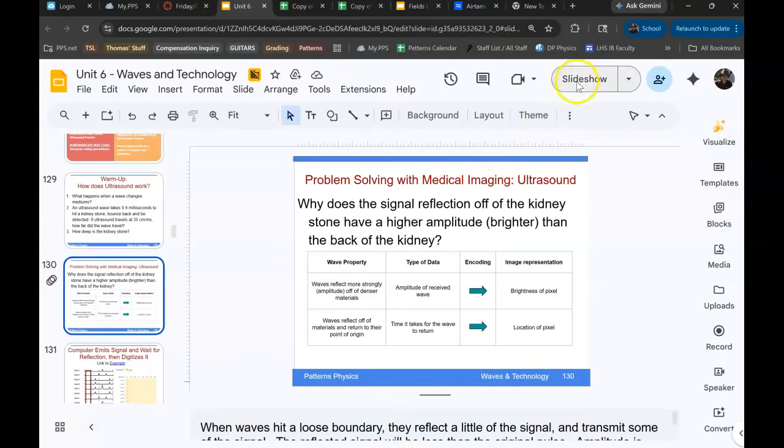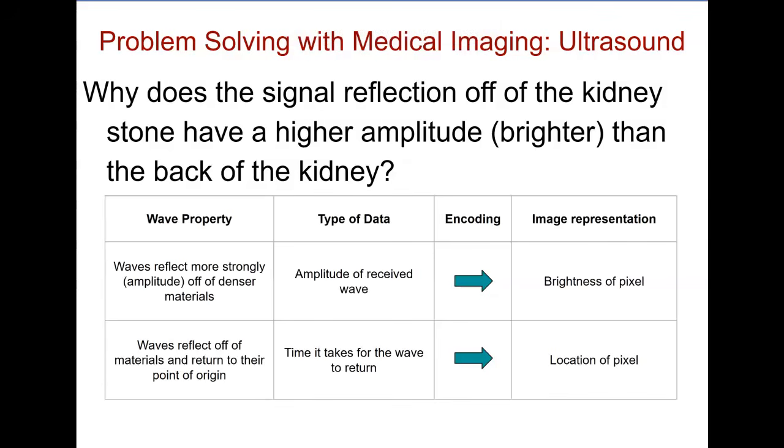So, medical imaging, ultrasound, we take in two different kinds of data. The two different kinds of data we take in are first, the time it takes for the wave to return. So the type of data we take in with echolocation is we get the time it takes for the wave to return, okay? And then our computer turns that into the location of a pixel, which is one of those little boxes you saw earlier on the image.